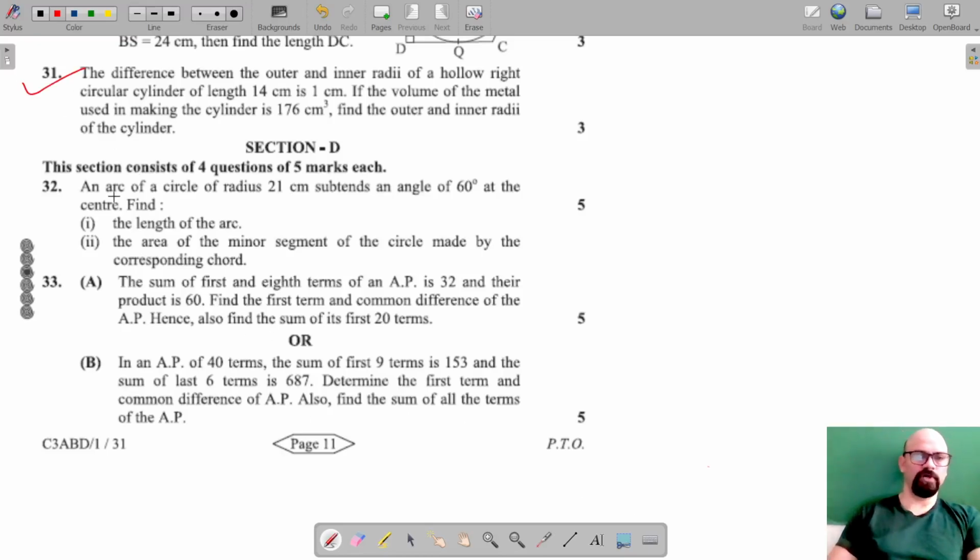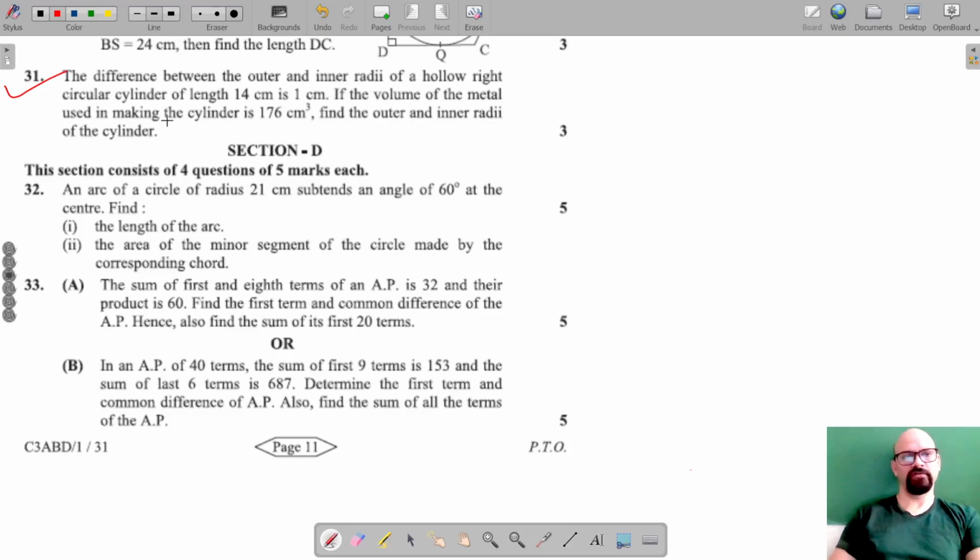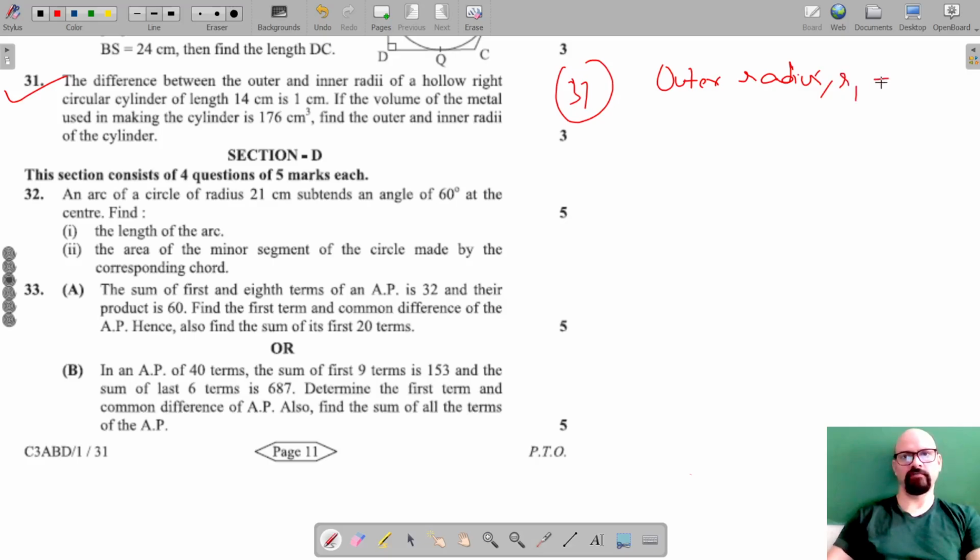Okay, for question number 31, it's given that the difference between the outer and inner radii of a hollow right circular cylinder of length 14 centimeter is 1 centimeter. So this is question number 31. Let the outer radius be R1 and the inner radius be R2. So it's given that the difference between them is 1 centimeter.